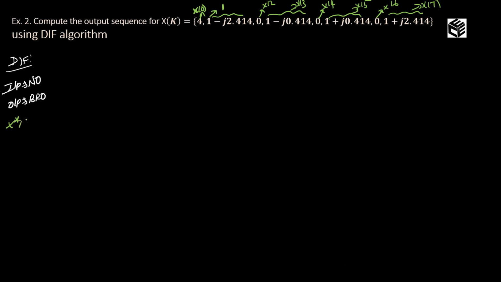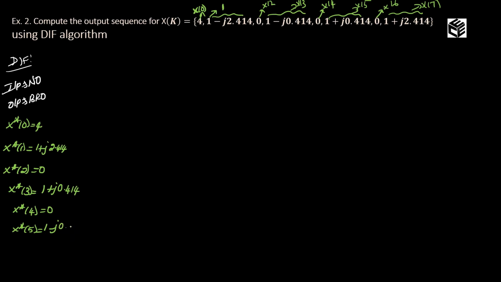That is x conjugate of 0 is 4. X conjugate of 1 is 1 plus j 2.414. X conjugate of 2 is 0. X conjugate of 3 is 1 plus j 0.414. X conjugate of 4 is 0. X conjugate of 5 is 1 minus j 0.414. X conjugate of 6 is 0. And x conjugate of 7 is 1 minus j 2.414.